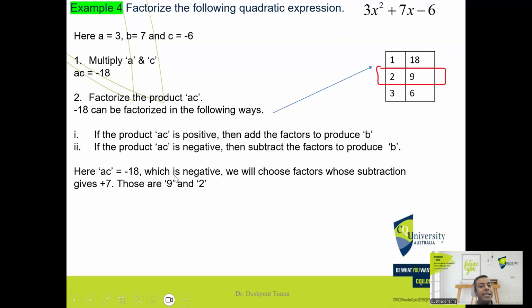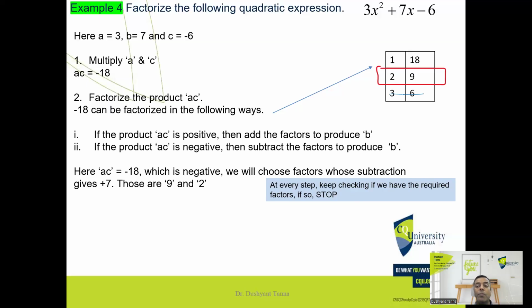Here the product is negative 18, which is negative. We choose the factors whose subtraction is plus 7. Those are 9 and 2. At every step, keep checking if you have the required factors. If so, stop. If you realize here that 2 times 9 is 18 and 9 minus 2 is 7, don't worry about writing the next one. Sometimes the list is very long.